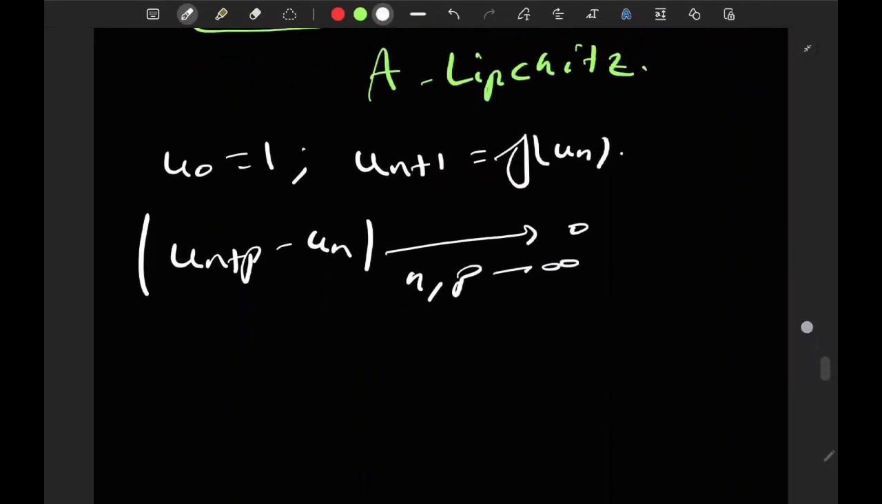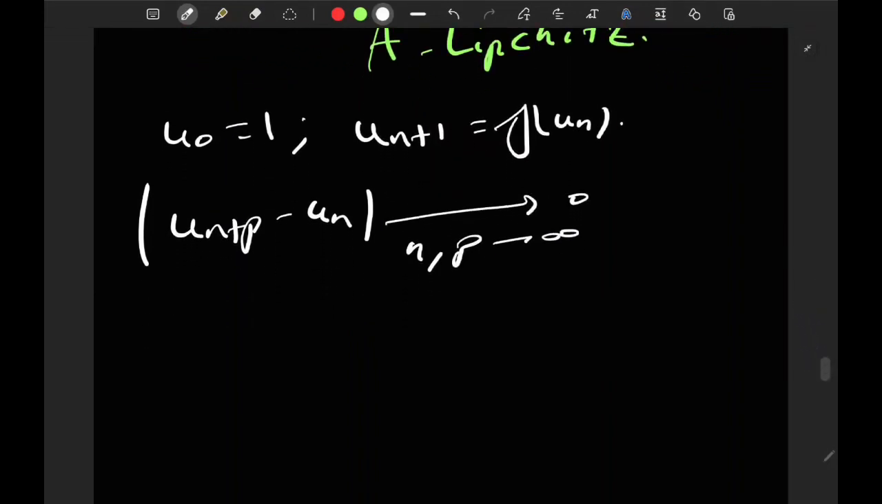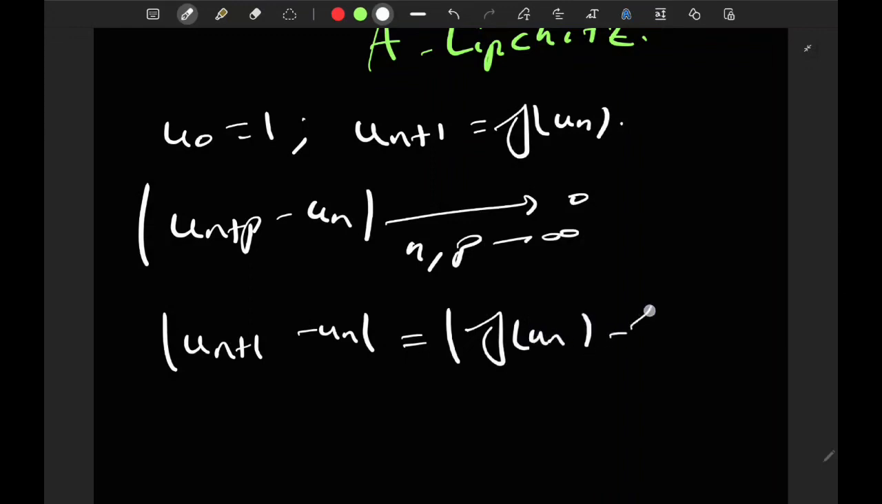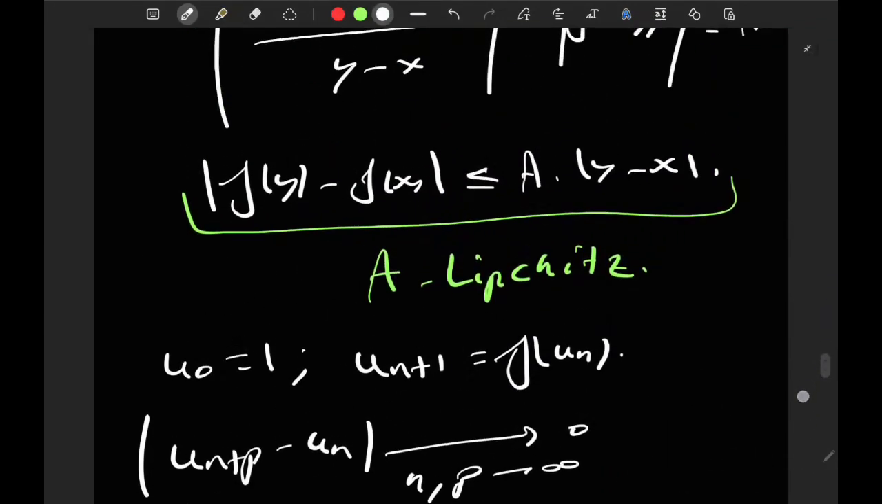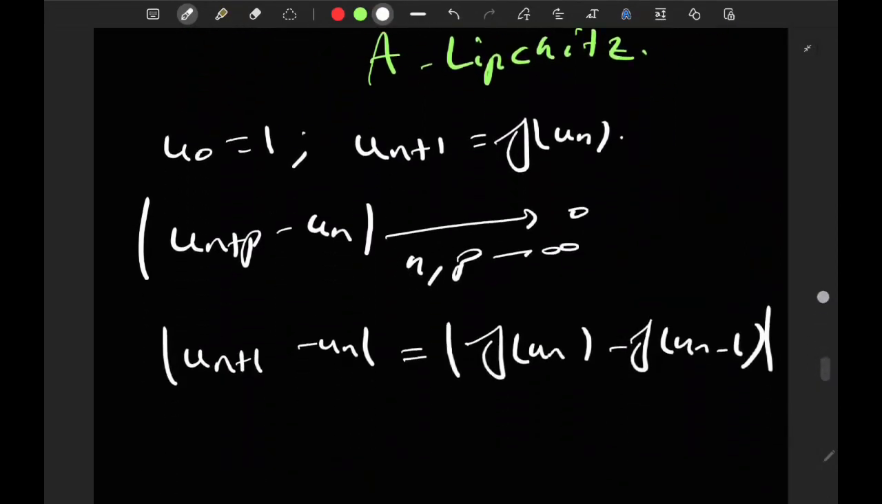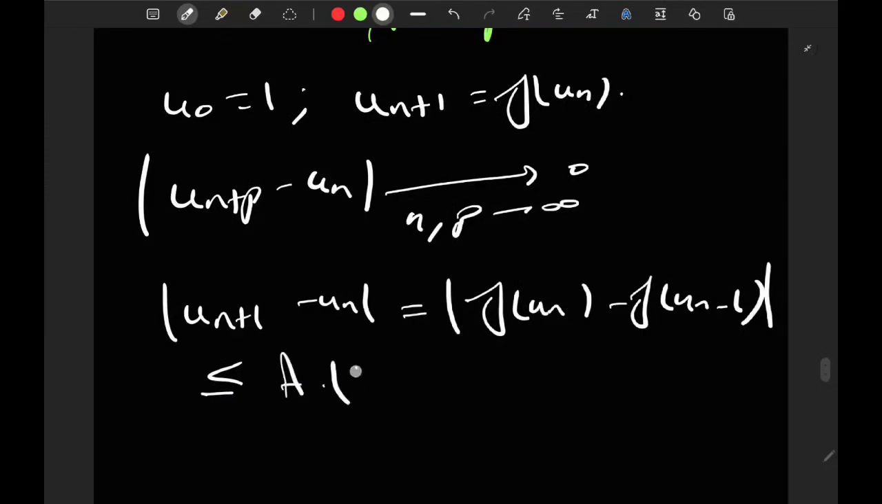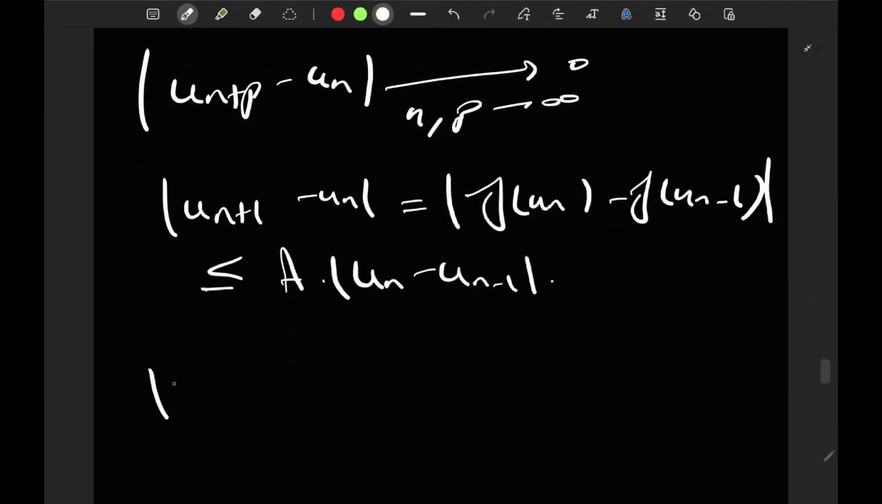So let's look first at the difference between successive terms. If we look at u_{n+1} minus u_n, what's this? This is f(u_n) minus f(u_{n-1}), right? And this, by the thing we just proved above, which holds for all x and y in R, is less than or equal to a times |u_n minus u_{n-1}|. And you can do the same thing for u_n and u_{n-1}.